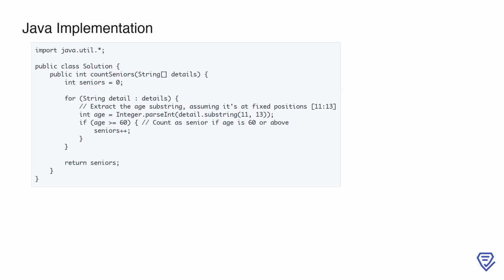This is the Java implementation of the LeetCode problem number 2004, the number of seniors and non-seniors. It mirrors the Python logic by iterating through the input array and extracting the age substring from the detail string. The key differences include Java-specific syntax such as using Integer.parseInt for string-to-integer conversion and the structured class definition. The solution counts seniors by checking if the extracted age is 60 or above and returns the total count.